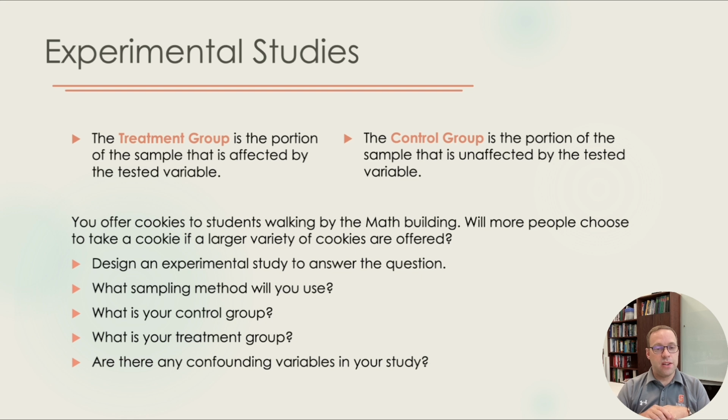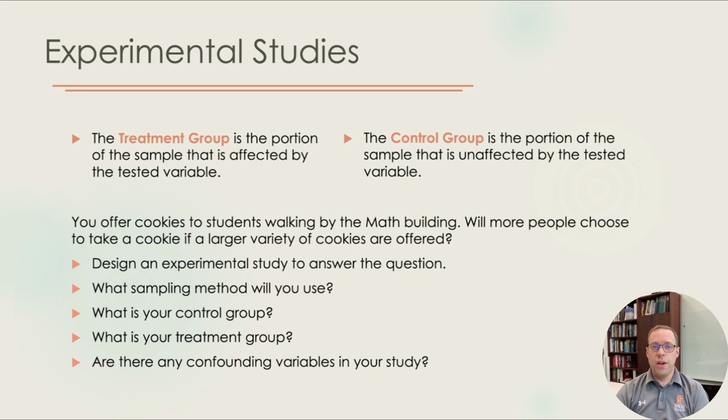See how many people take the cookie, and then do the same thing the next week, but with a variety of cookies instead. So what sampling method would I be using here? In this example, it's just people walking by. This is likely to be a volunteer response sampling method.